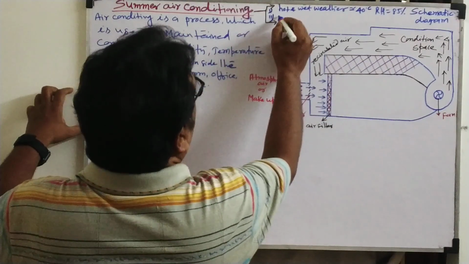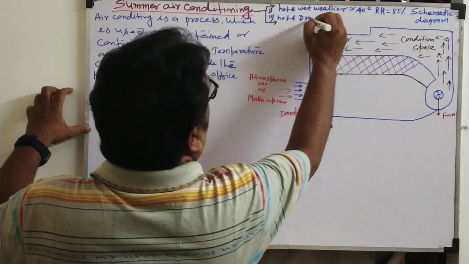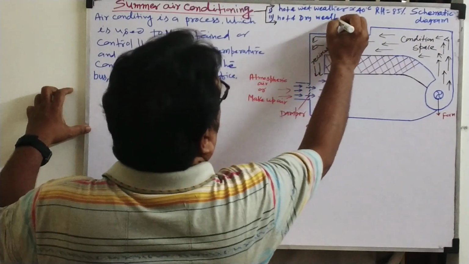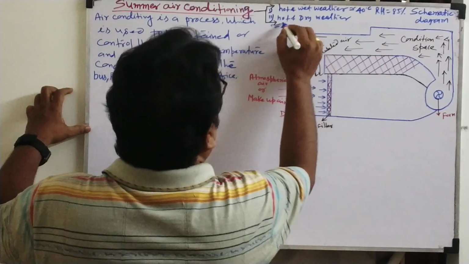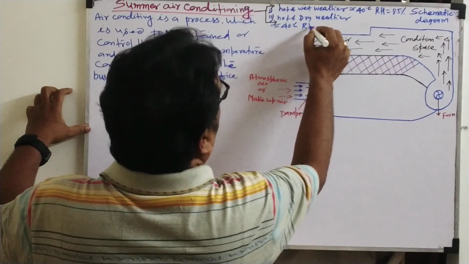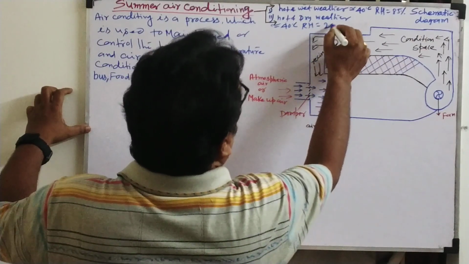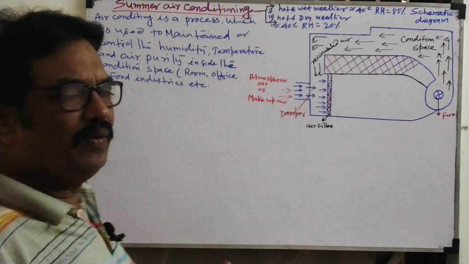The second condition is hot and dry weather. Here, what will the temperature conditions be? I told you temperature approximately we are keeping at 40 degrees, but RH, the relative humidity, will be 20%. Relative humidity will be 20%. So in that climate you will feel completely dry.